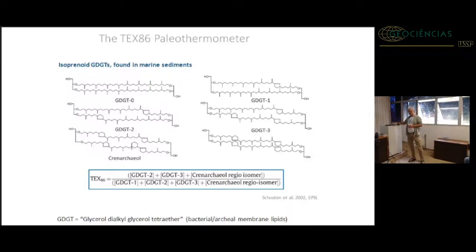This thing requires a calibration because you get a TEX86 number and you need to know what temperature belongs to that. So this is how this started, with a calibration that Schouten et al. produced in 2002. Okay, is that more or less clear?